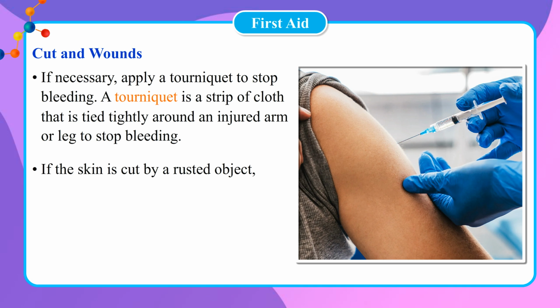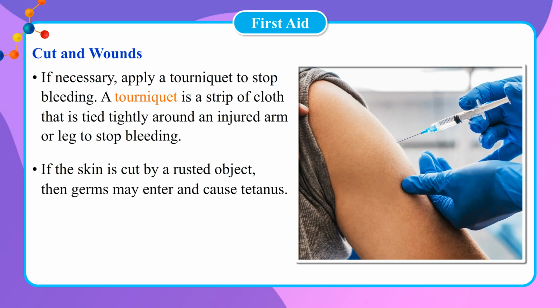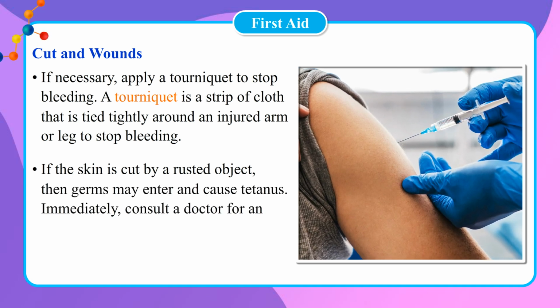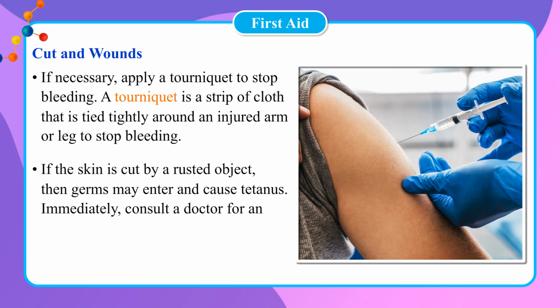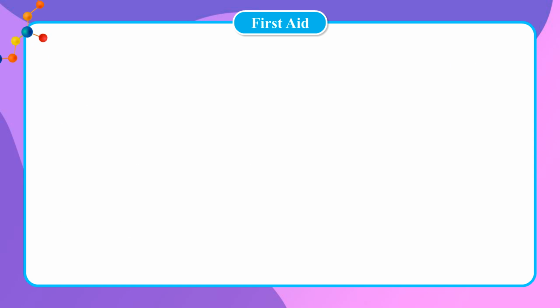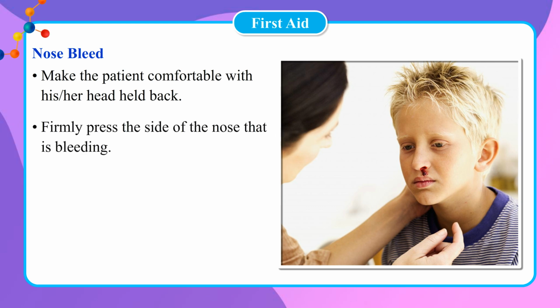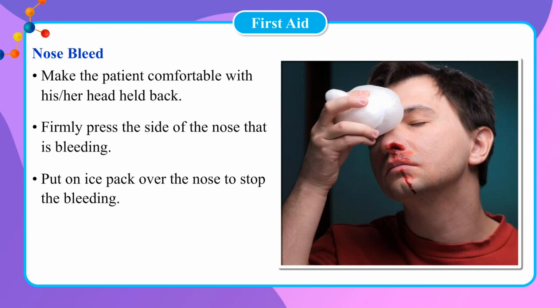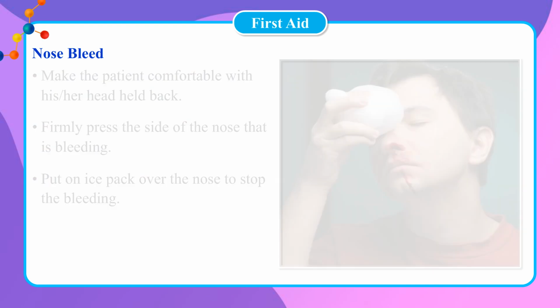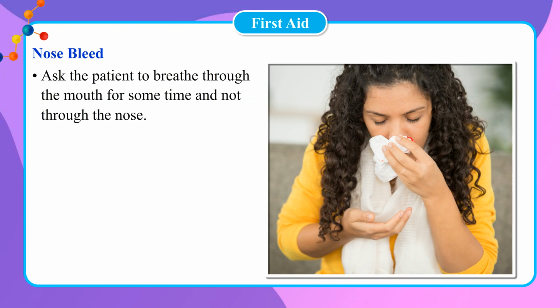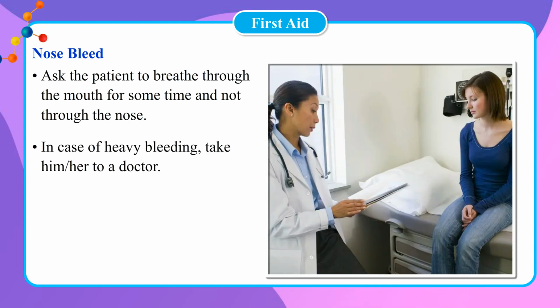If the skin is cut by a rusted object, then germs may enter and cause tetanus. Immediately consult a doctor for an antitetanus injection. Nosebleed. Make the patient comfortable with his or her head held back. Firmly press the side of the nose that is bleeding. Put an ice pack over the nose to stop the bleeding. Ask the patient to breathe through the mouth for some time and not through the nose. In case of heavy bleeding, take him or her to a doctor.